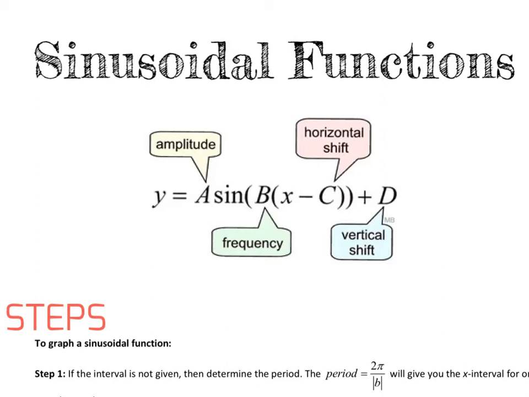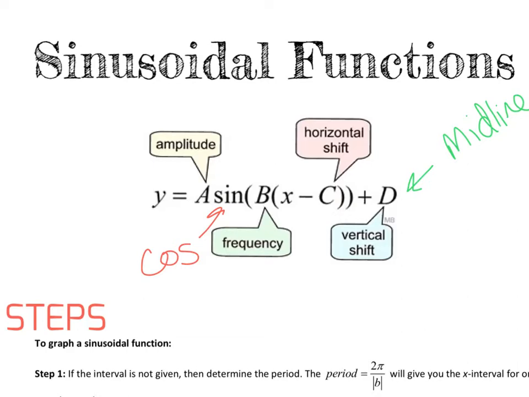You can have cosine or sine. The generic one has sine, but you can also make this cos if you'd like. A is your amplitude, B is your frequency, C is your horizontal shift, and D is your vertical shift. Now also remember that D also gives you your midline, which is the halfway point of the graph between the maximum and the minimum.